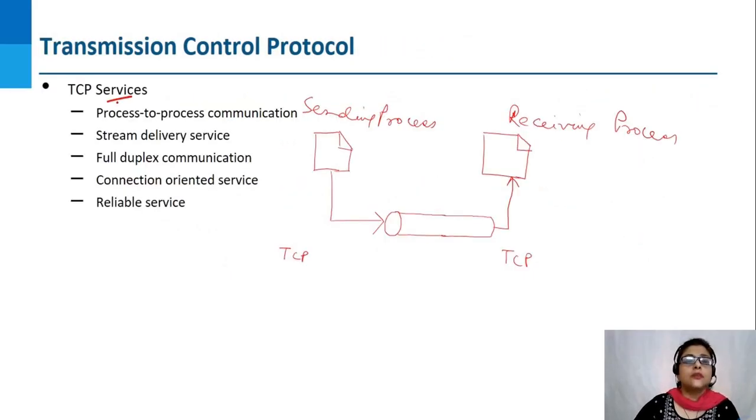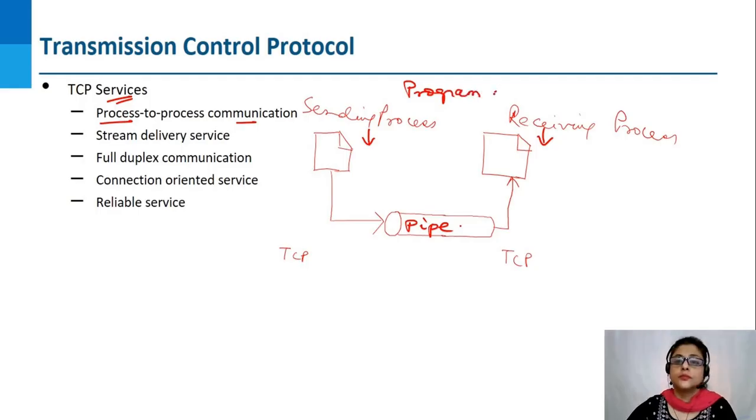The various TCP services that are provided by the Transmission Control Protocol are process-to-process communication. We have already learned what is the meaning of process-to-process communication. There can be a sending process and a receiving process, and the connection between them is done through the TCP pipe. A process is a program in execution. This sending process or the receiving process happen at the application layer.